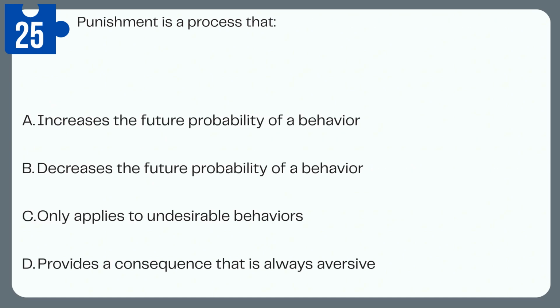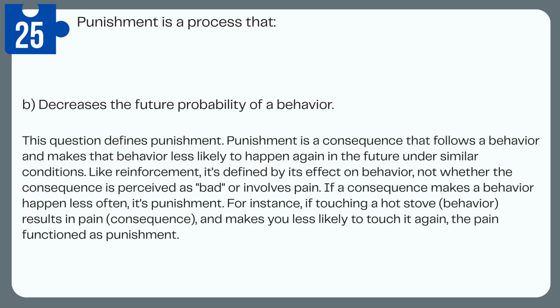Question 25. Punishment is a process that A. Increases the future probability of a behavior. B. Decreases the future probability of a behavior. C. Only applies to undesirable behaviors. D. Provides a consequence that is always aversive. Answer: B. Decreases the future probability of a behavior.